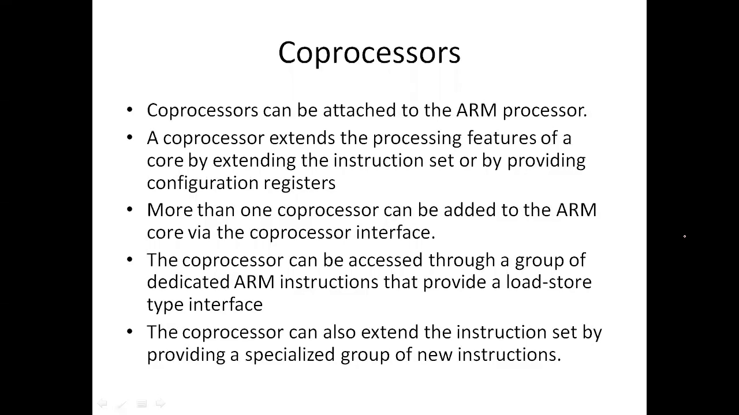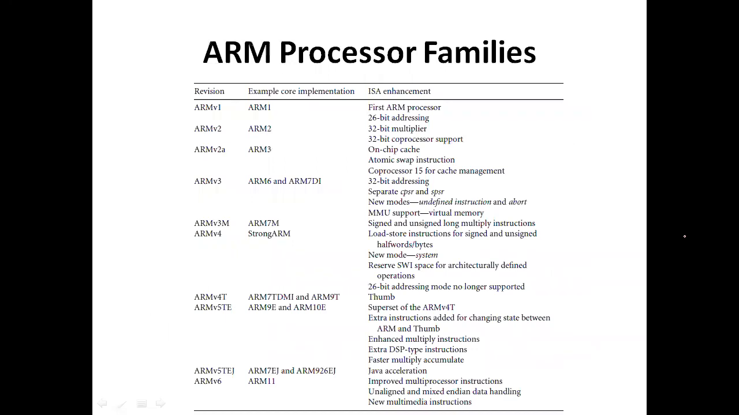So next we will see the ARM processor families and versions. ARM processor version and family should not be confused. Version is given based on the performance of the ARM processor. Family means it is a group of processors that have the same version feature but with a little bit of modification.